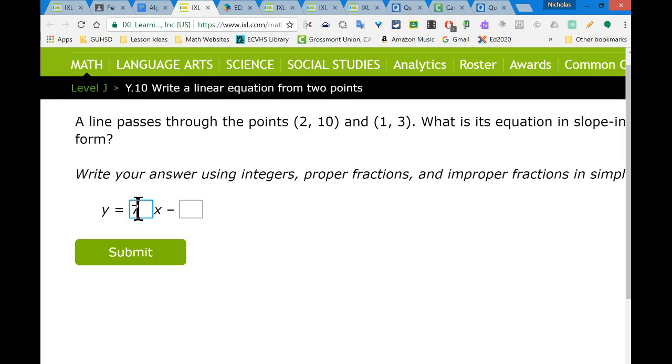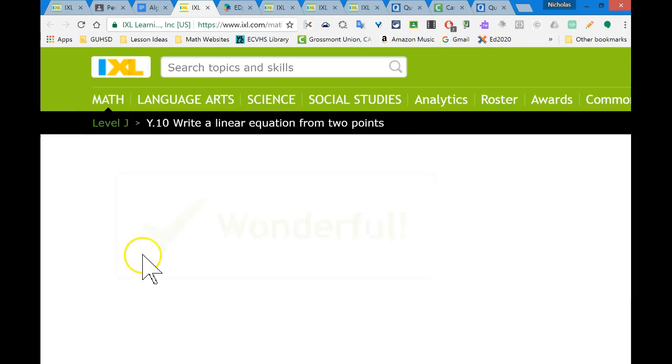7 was the slope. And remember, it's negative 4, but if you notice here, it already has a minus. So I only need to put 4. So you don't want to do this. Don't put negative 4 because it already has the minus there for you. So just put 4. And then that's it. Okay?